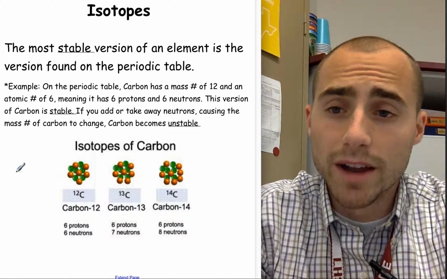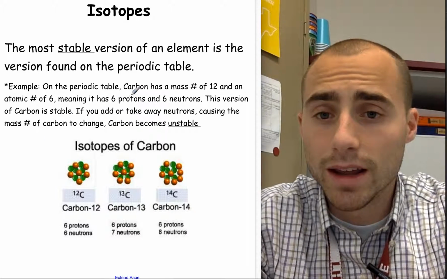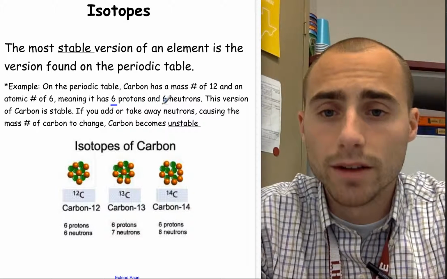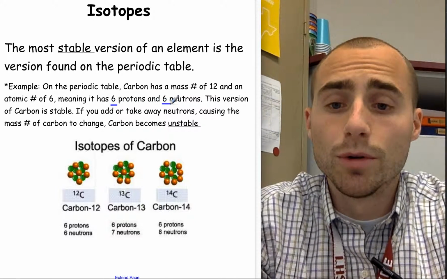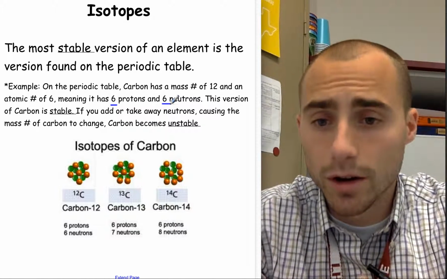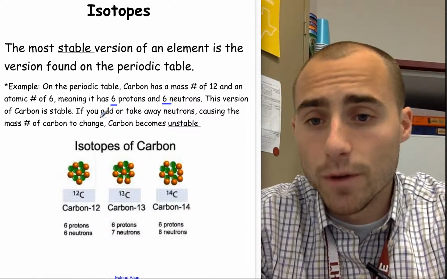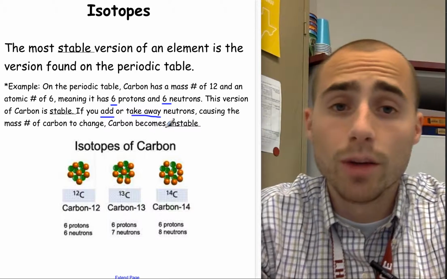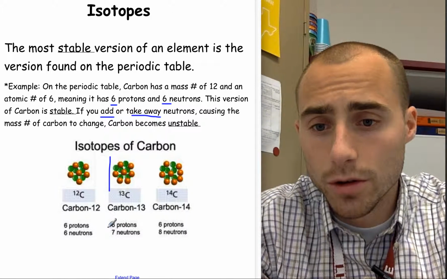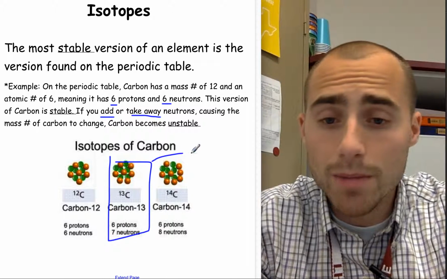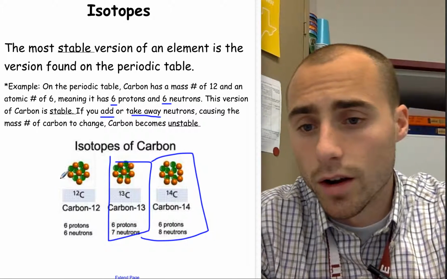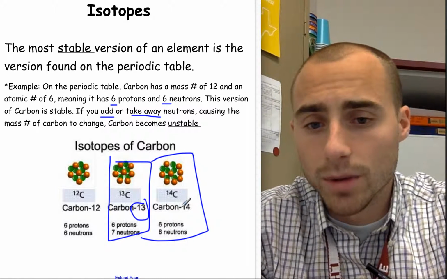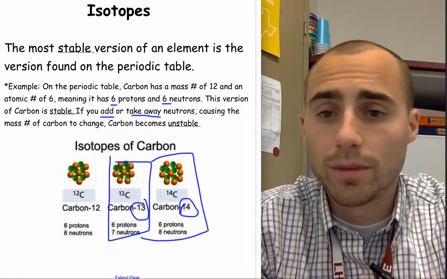The most stable version of an element is the version found on the periodic table, meaning carbon has a mass number of 12 and an atomic number of 6 on the periodic table, meaning it has 6 protons and 6 neutrons. That is the most stable version of carbon. That's the version of carbon that occurs most in nature. If you add or take away neutrons, causing the mass number of carbon to change, then carbon can become unstable. So these two isotopes of carbon may be unstable, whereas this here would be stable because this is what we see on the periodic table. Remember, this is changing because we are changing the number of neutrons. The mass number is changing.